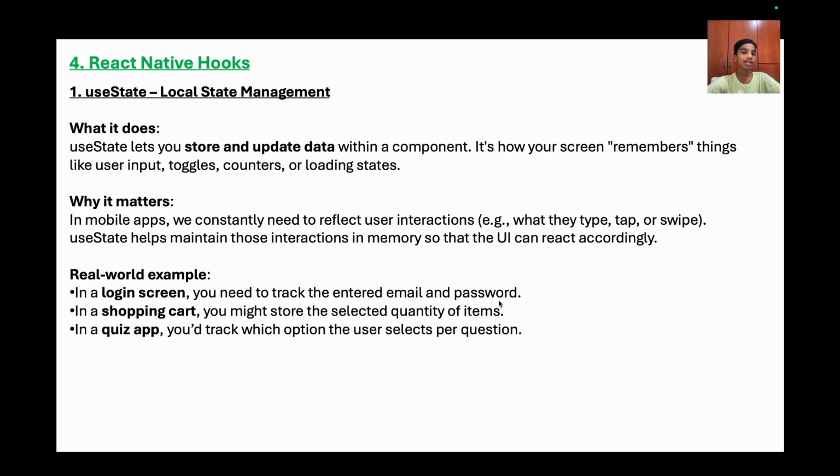Alright, so first let's learn about useState for local state management. So what does it do? useState lets you store and update data within a component. It's how your screen remembers things like user input, toggles, counters and loading states. So why does it matter? In mobile apps, we constantly need to reflect user interactions. useState helps us maintain interactions in memory so that the UI can react accordingly.